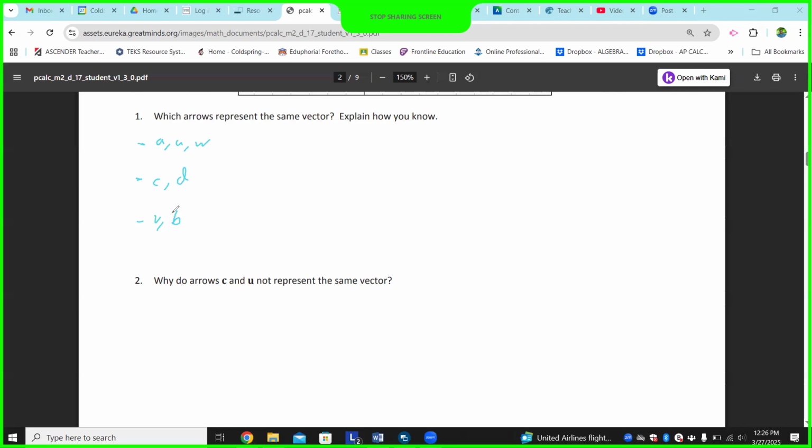Okay. What else do you need to be paying attention to? Okay, well, let me answer this question here. Why do C and U not represent the same vectors? I heard it. The direction is different. They have the same distance, but the direction is different. So we don't need to just look at the same distance of it, but you have to pay attention to the arrows as well. For it to be the exact same vector, the direction and the magnitude, or the distance, of the vector has to be the same. So therefore, this right here, they are opposite of each other, I guess you could say.